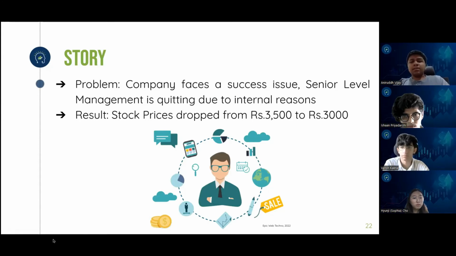So consider a hypothetical situation of a company where the company is facing a succession issue, and most of its senior level management personnel are quitting the company for internal reasons. As a result, the stock price of this company has dropped all the way from rupees 3,500 per share to rupees 3,000. Now, let's assume that there are two traders, trader 1 and trader 2. Let's move on to see what their viewpoints are on the issue.